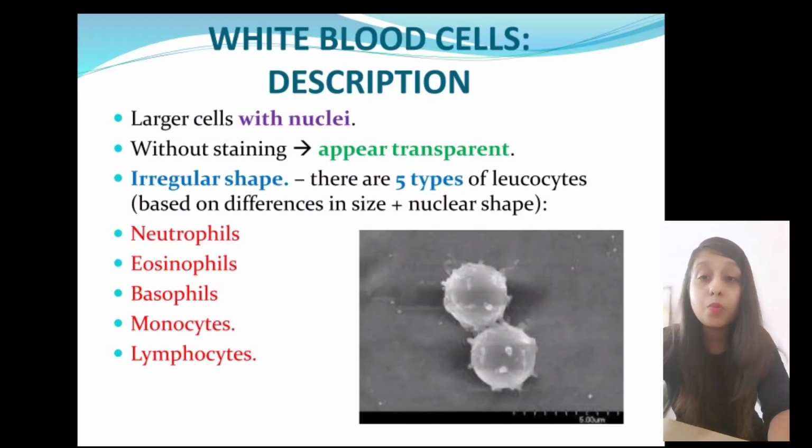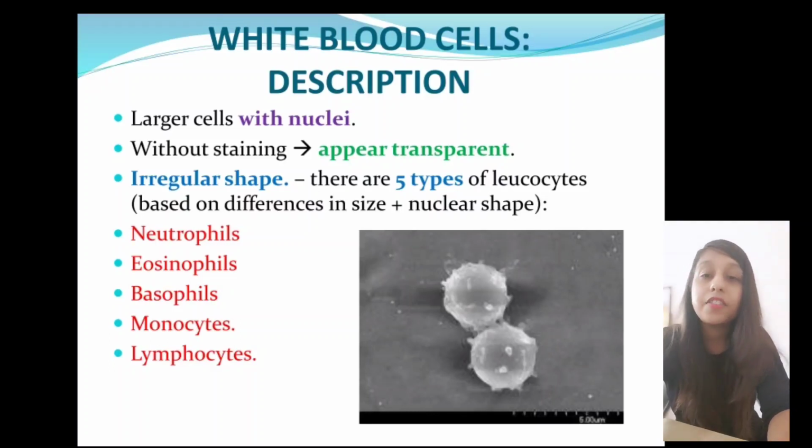Then there come white blood cells. These white blood cells are larger cells with a nucleus. Do you know that RBCs do not have a nucleus? Yes, RBCs do not contain any nucleus because they cannot divide. We will discuss that further later on.